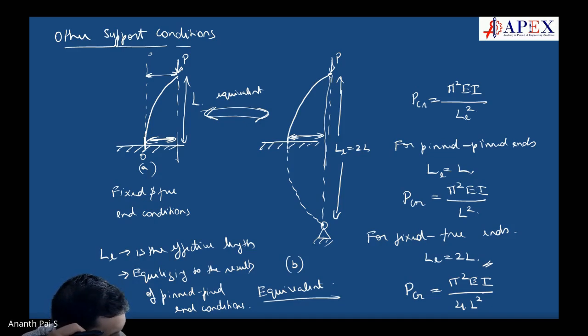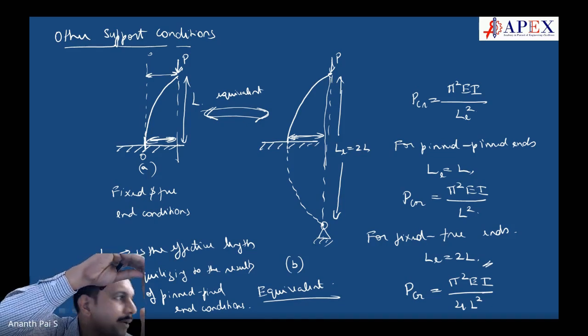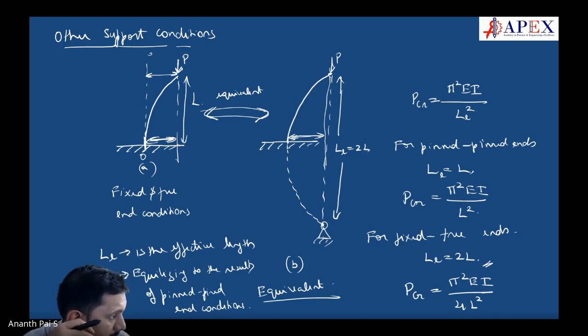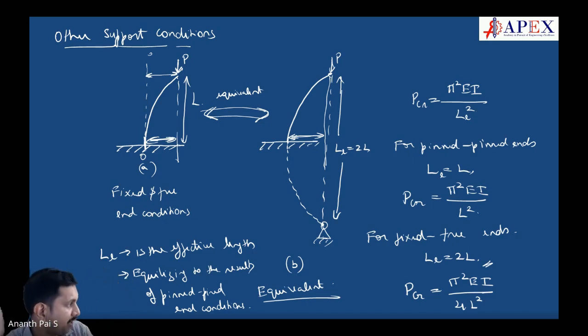Makes sense. If you have a fixed pinned end, that's a different case. This is fixed free end. In case of fixed free end, LE is equal to 2L. For fixed free end, this is a free end, is it not? Equivalent only. For pinned joint, LE is equal to L only. It's pinned only. This is fixed, this is free end.